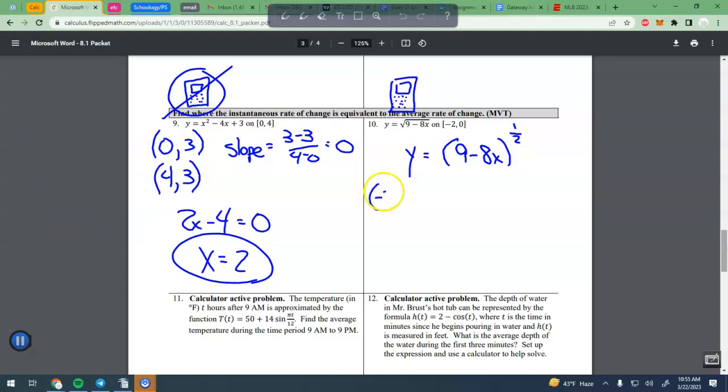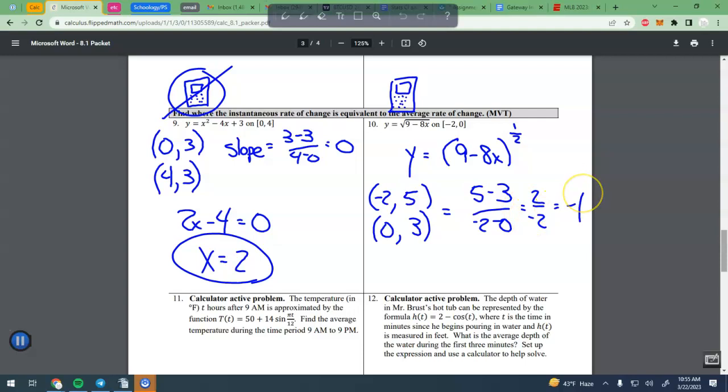Alright, so for this one, if I plug -2 in, I get 25. The square root of 25 is 5. If I plug in 0, I get 9. The square root of 9 is 3. So then 5 minus 3 over -2 minus 0. So 2 over -2. So my slope comes out to be -1. Is that part okay for 10? Then I gotta set the derivative equal to that slope.